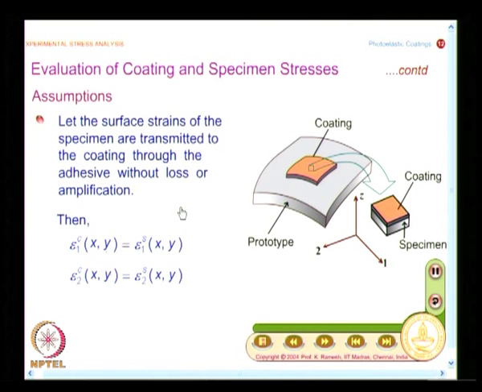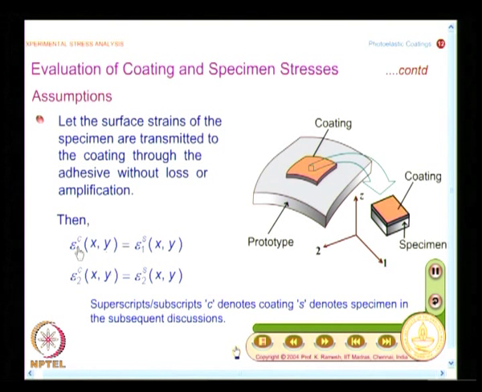So what I am going to have is, I assume epsilon 1 c equal to epsilon 1 s and epsilon 2 c equal to epsilon 2 s. This is what I am going to have. And what I have already mentioned is that a superscript or subscript c denotes coating and s denotes specimen. In all our subsequent discussions, we will follow that symbolism. And what is my ultimate goal? My ultimate goal is to find out the coating stresses and specimen stresses.